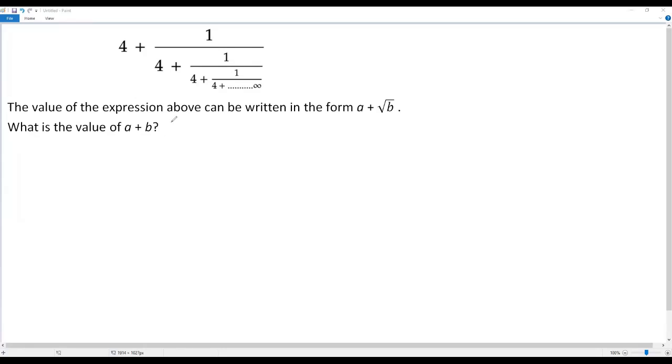Here we have a SAT math problem. Okay, let's go to the question. The value of the expression above can be written in the form a plus square root of b. What is the value of a plus b?